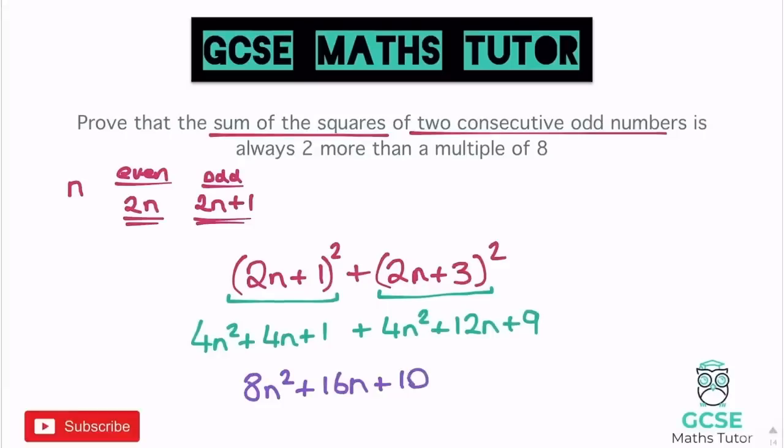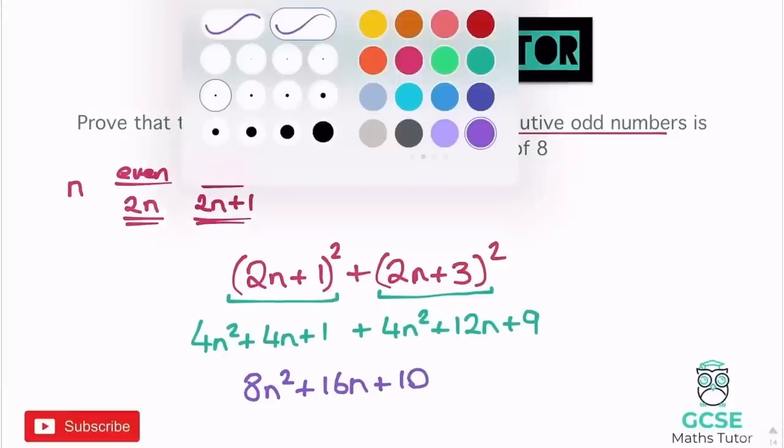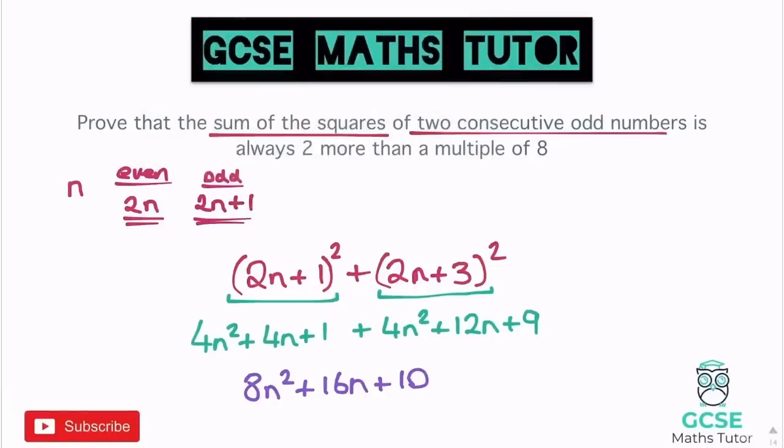Now what I could do at this point is, if it had said prove that it's always even, or prove that it's a multiple of 2, I could just factorise it by 2, and that would show that any number that I sub in there would be multiplied by 2, but it doesn't say that. It says it's always 2 more than a multiple of 8. So I'm looking to try and factorise this by 8. And if you have a look, the first piece divides by 8, doesn't it? Let's have a look. Divide that by 8, or factorise it by 8, we get n squared. The next one, we can divide by 8 as well. We get 2n. 16 divided by 8 is 2.